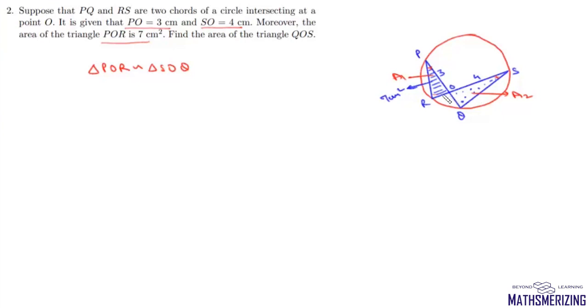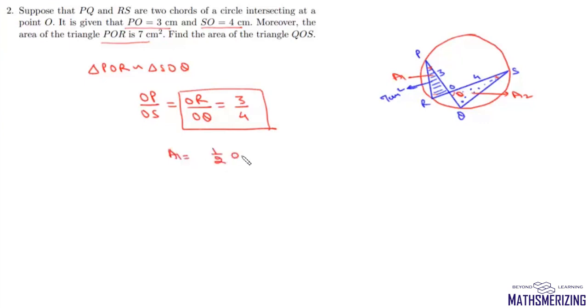If these two triangles are similar, then we can write OP/OS equal to OR/OQ. Now OP is given as 3 and OS is given as 4, so from here OR/OQ is 3/4. Now say this angle is θ. So we can write A1 as 1/2 × OR × OP × sin θ, and A2 as 1/2 × OQ × OS × sin θ. Now we'll divide them.